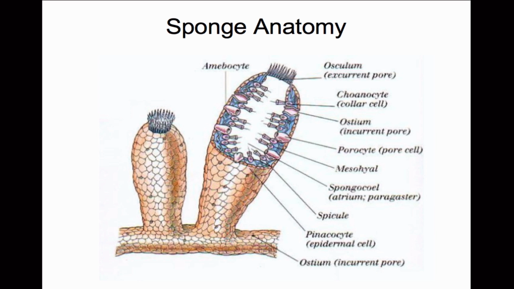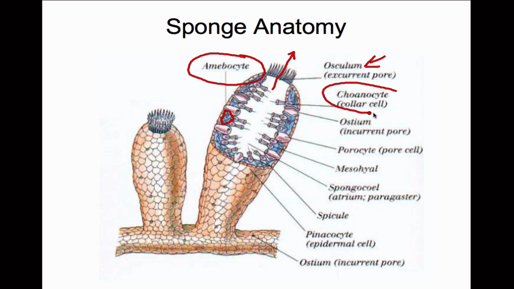So in sponge anatomy, the cells that we focus on are the amoebocytes. And the amoebocytes are cells within the sponge that are very similar to amoebas. And so that would be this part right there. It has an osculum, which is where the water flows out through.